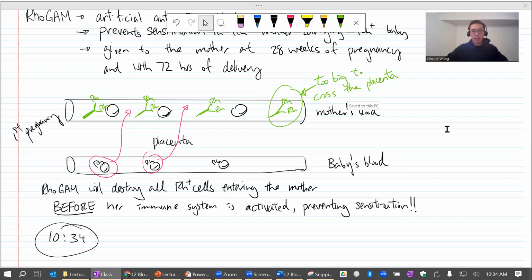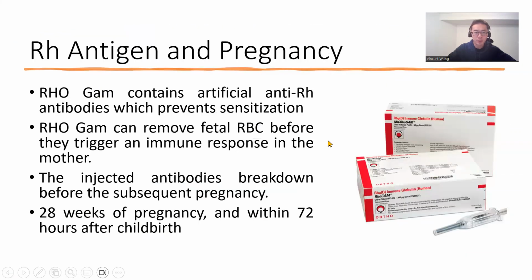Okay, let's keep going. Now that we understand what blood types are, and we spent quite a bit of time talking about two of the major blood types, the ABO and the RH, let's do some practice questions. Actually, there's one more thing I have to teach you in the PowerPoint. That's the RH stuff, that's what the ROGAM looks like.